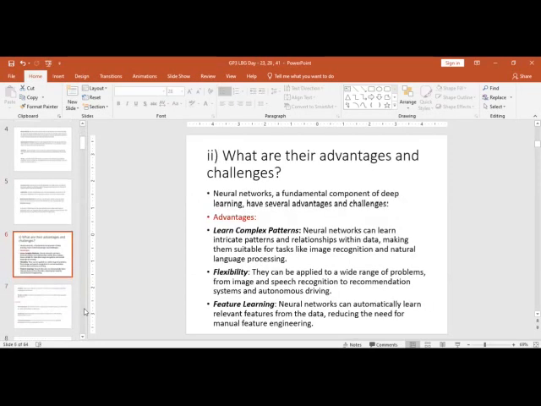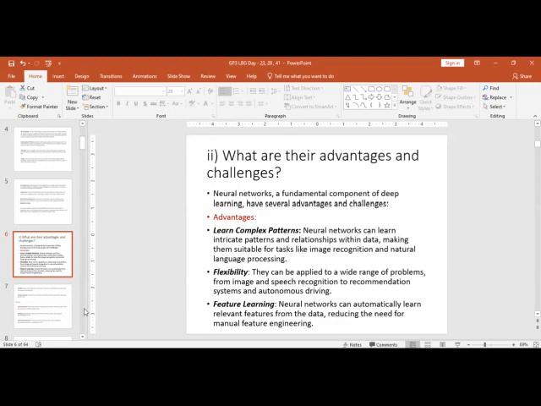The subsection to the first question is, what are their advantages and challenges? We're talking about the advantages and challenges of using neural networks. So neural networks are a fundamental component of deep learning and they have several advantages and challenges. Henceforth, the advantages we have, they help to learn complex patterns. Neural networks can learn intricate patterns and relationships within data, making them suitable for tasks like image recognition and natural language processing.